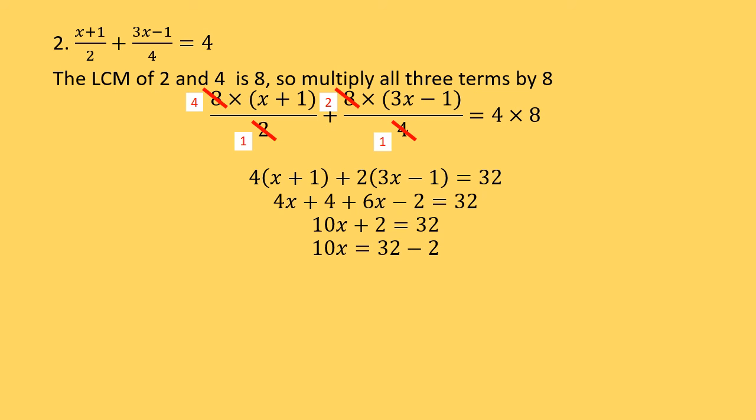10x equals 32 minus 2, which equals 30. To find x, you have to divide both sides by 10. x equals 30 divided by 10 and x equals 3. It is a good idea to check your answer by substitution.